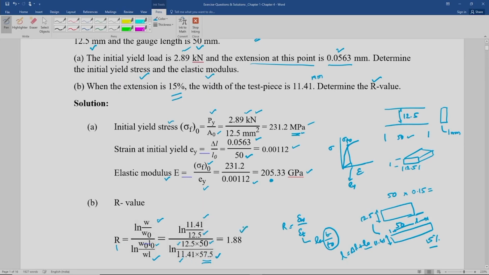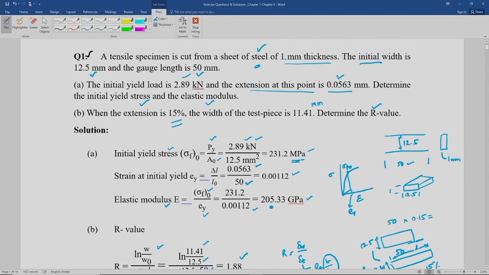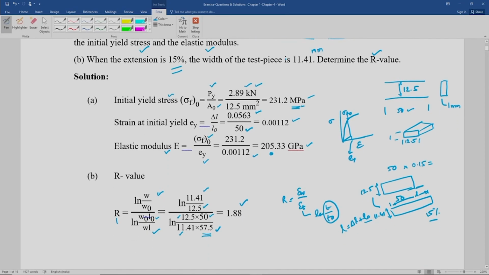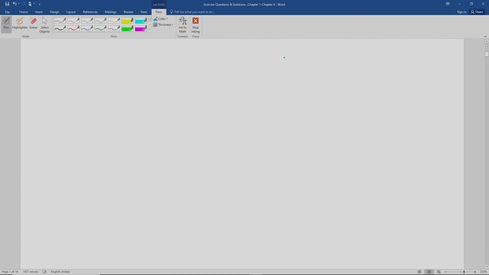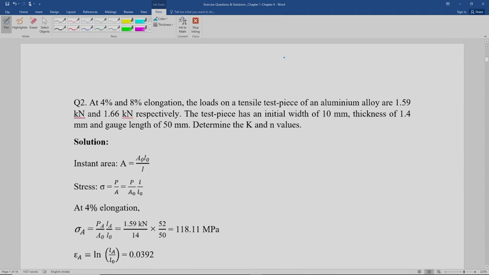get R value as 1.88, which means that actually this steel sheet is anisotropic in nature, because it is not equal to 1, it is greater than 1. Okay, and it has got good resistance to thinning. You can make deeper components with this. Okay, these are some simple problems you can imagine, and let us go to the next one.